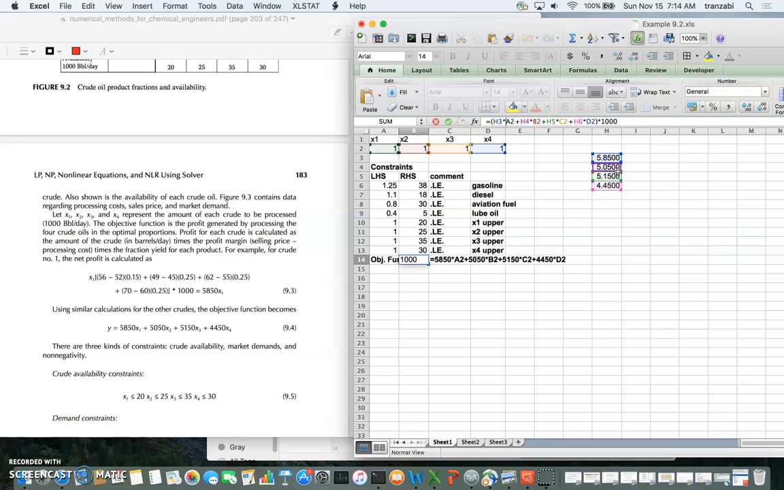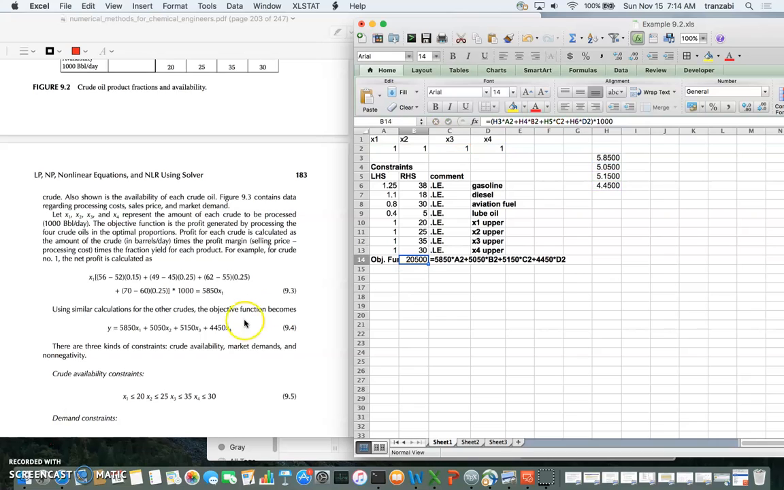A spreadsheet is all about referencing the different cells. The coefficients are calculated already here. So this is the 5850. This is 5050. Well, we have to multiply this by 1,000, which I have already there. And then the coefficients times the corresponding variable, right? Like the first one times x1, the second one times x2, the third one times x3, and then the fourth one times x4 times 1000. Add them up, that's the objective function. And that's exactly this line right here.